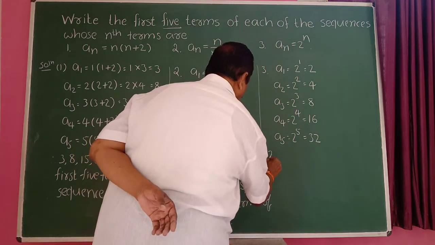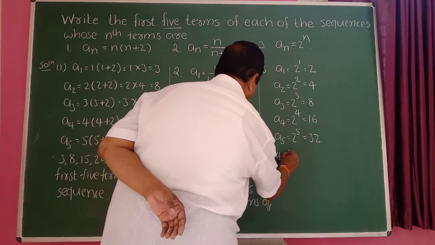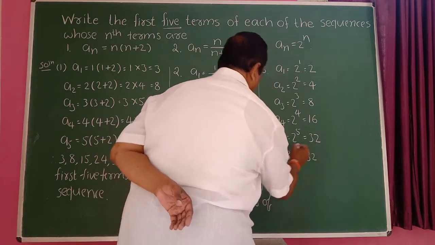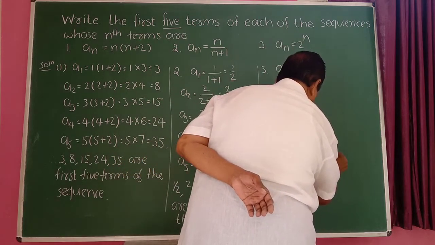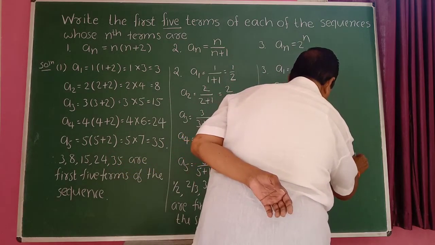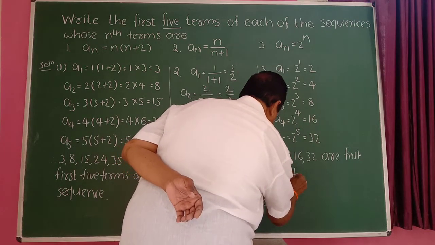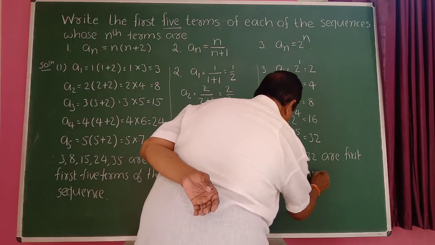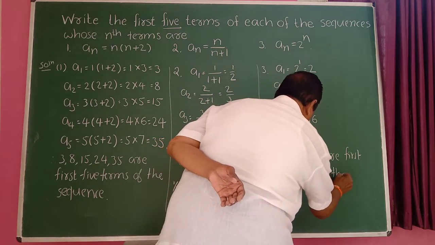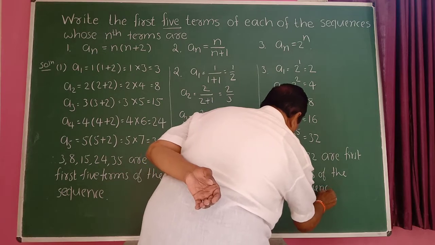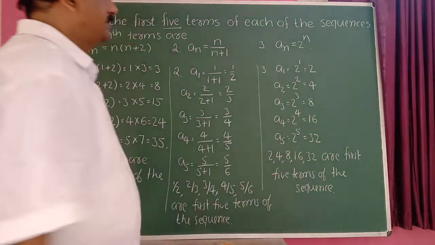Hence 2, 4, 8, 16 and 32 are the first 5 terms of the sequence.